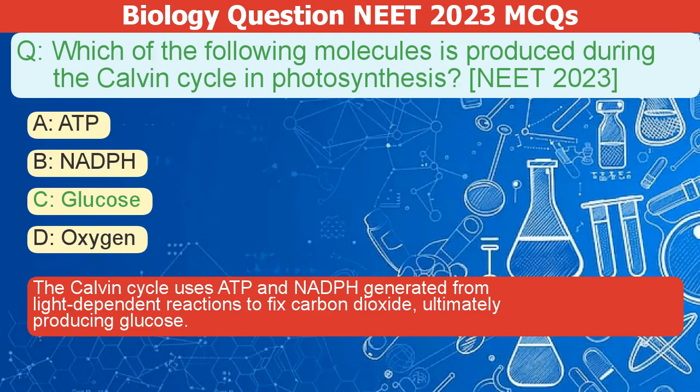The correct answer is C. The Calvin cycle uses ATP and NADPH generated from light-dependent reactions to fix carbon dioxide, ultimately producing glucose.